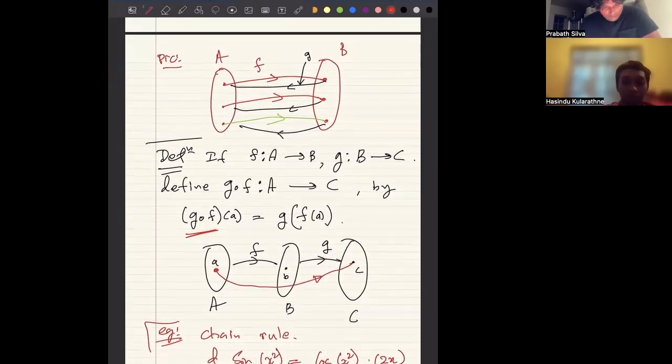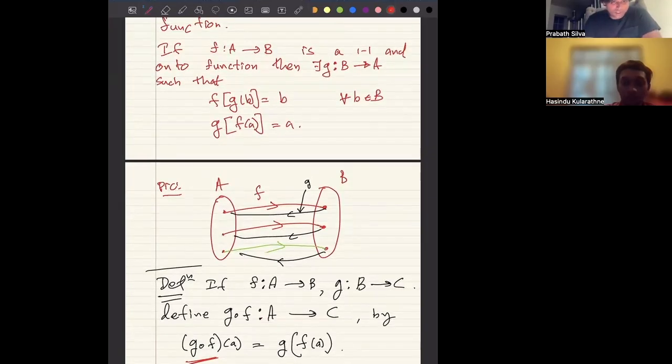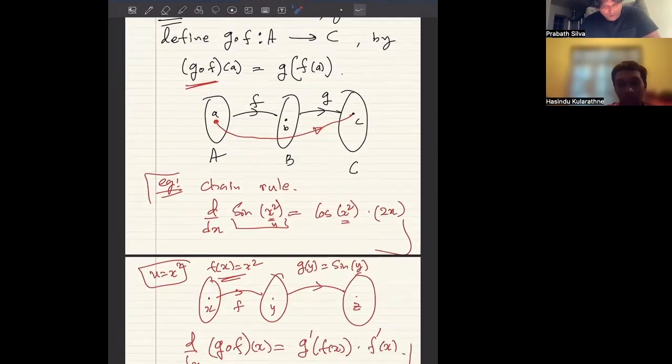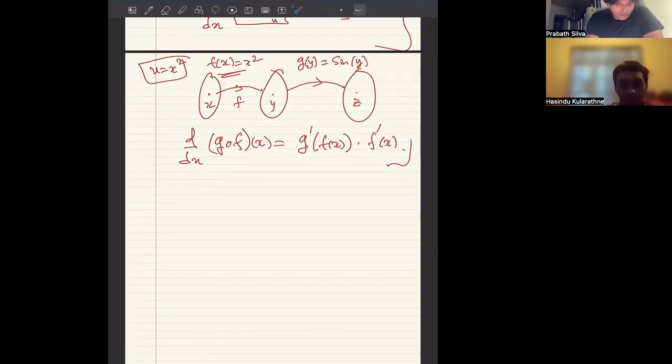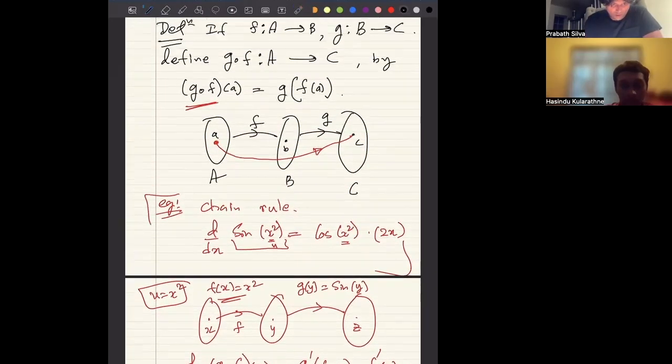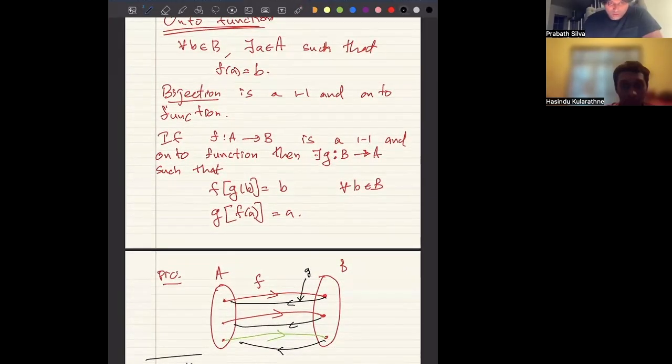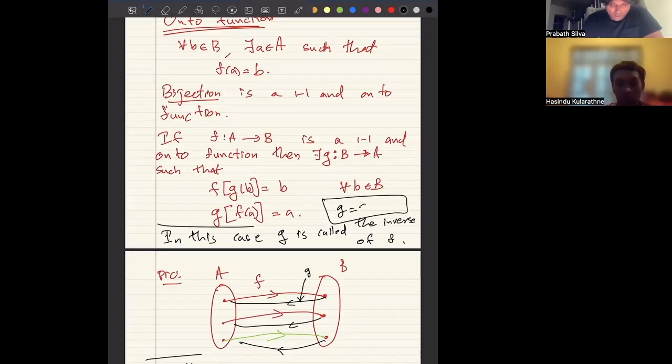Now let's have a look at this thing, because that thing looked very familiar. Let's look at this one again, another look at this. In this case, g is called the inverse of f, and we write it in this way. You write g to be f minus 1.